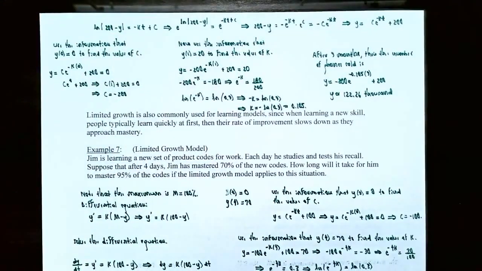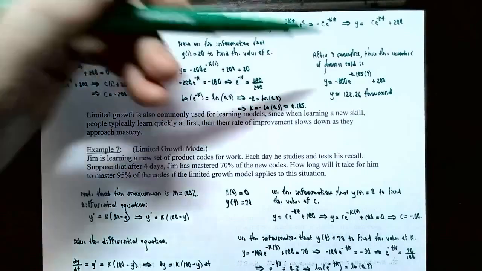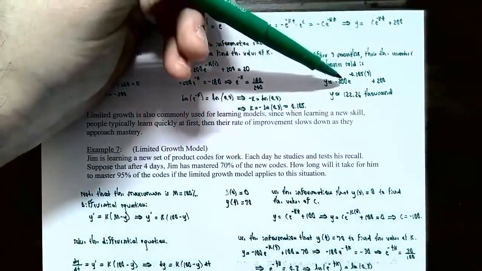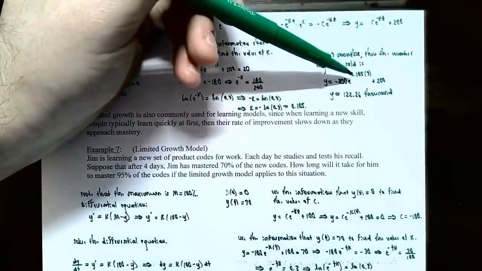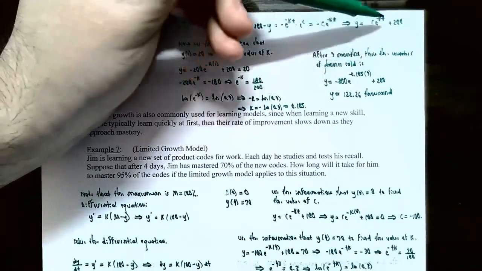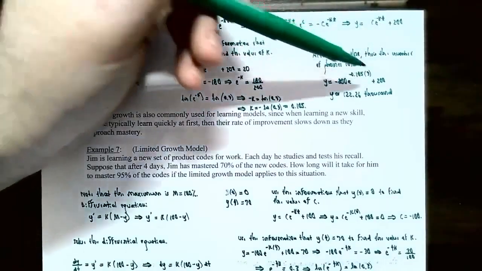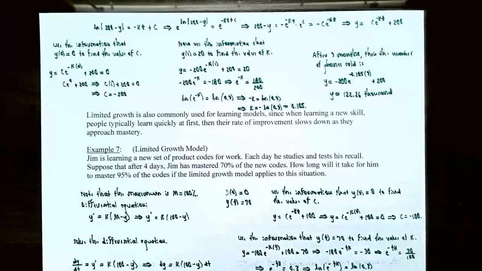So after 9 months, the number of phones sold will be y is equal to negative 200 times e to the negative 0.105, that was the k, times t, where t is 9 for 9 months, plus 200. And if you calculate this, you'll come up with y is approximately 122.26 if you round to two decimal places, and y was in thousands of phones sold. So about 122.26 thousand phones sold in the first 9 months.